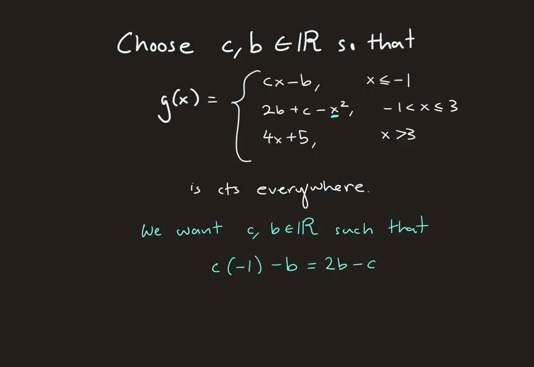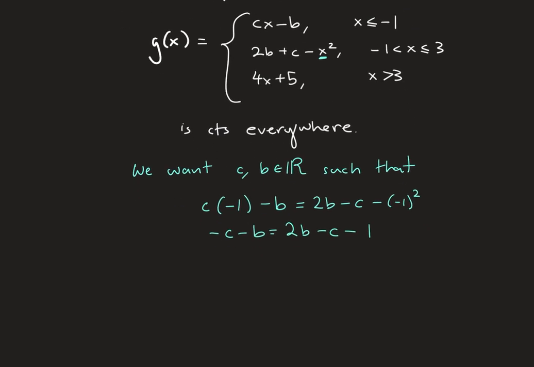2b minus c minus -1 squared. Okay, and then we just figure out what that says. That's -c minus b is equal to 2b minus c minus 1. Oh, look, the c's cancel on both sides. Negative c's, that's crazy. Okay, so we have add or subtract 2b, so negative 3b is equal to negative 1. B must be equal to 1/3.